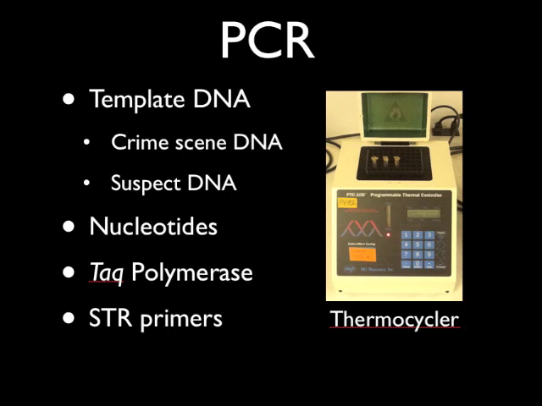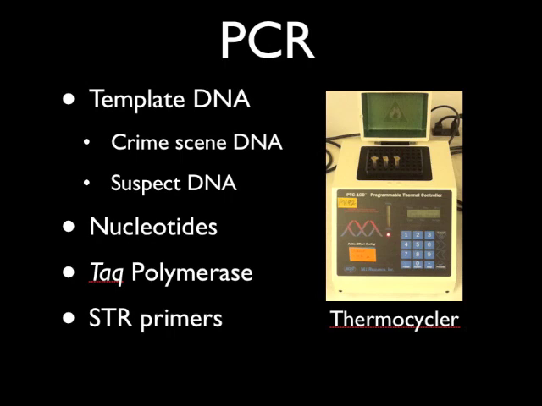In addition, to make 1 billion copies of a specific STR region, you need to provide building blocks to build new DNA. Nucleotides are the building blocks of DNA. DNA polymerase is the enzyme necessary for synthesizing new DNA, and since the PCR reaction involves a series of repeated heating and cooling steps, the enzyme needs to be heat stable. The specific DNA polymerase used in PCR is called Taq polymerase. It comes from the bacteria Thermus aquaticus, which lives in hot springs and can withstand exposure to high temperatures.